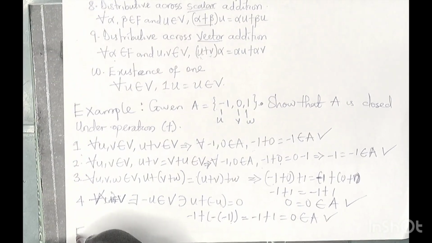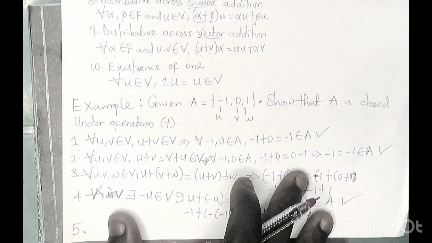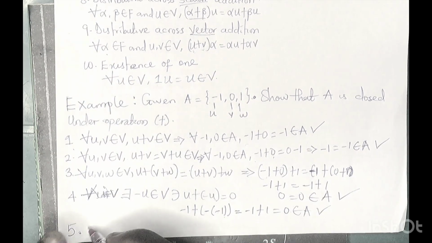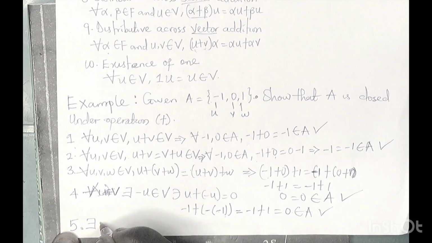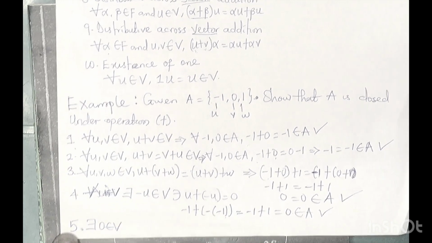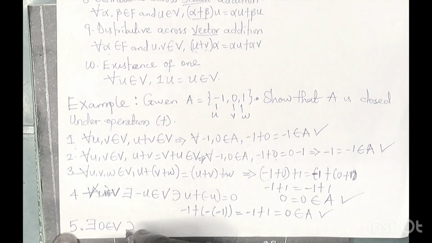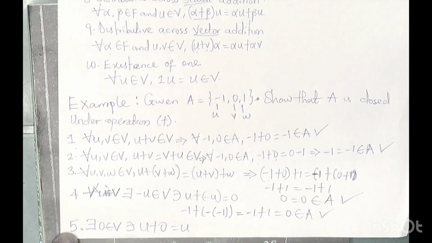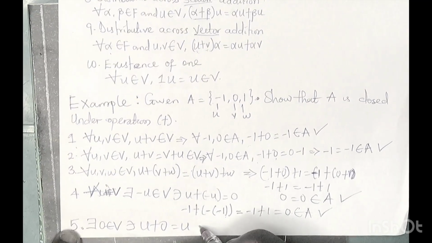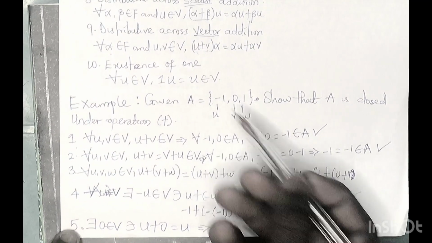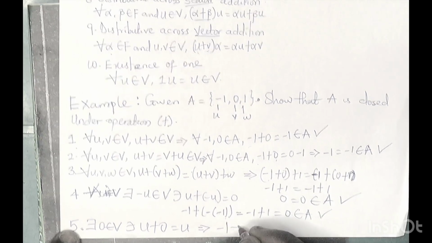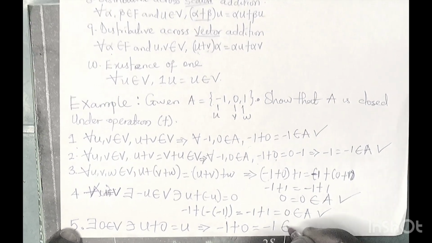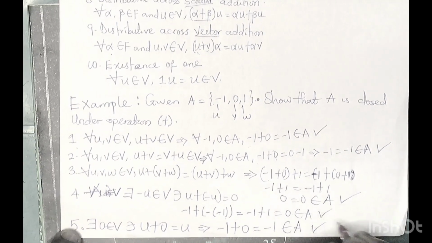The last one now, the 0 vector. That one states, very simple, that if there exists 0 in V such that u plus 0 should give me my u. Normally. So what's your u here? Your u here is minus 1. So minus 1 plus 0 will still give you minus 1, which is still in your A. Therefore, it is satisfied.